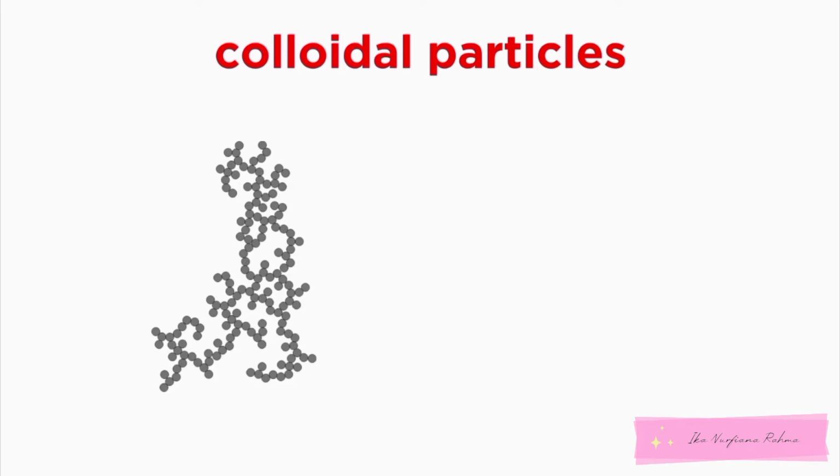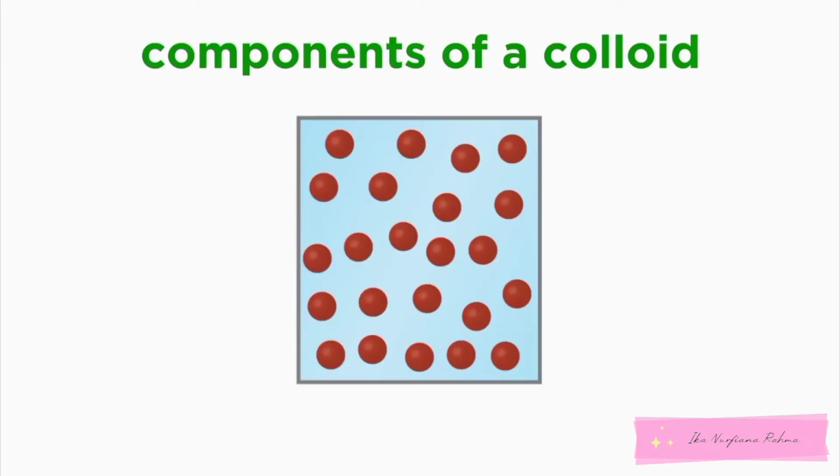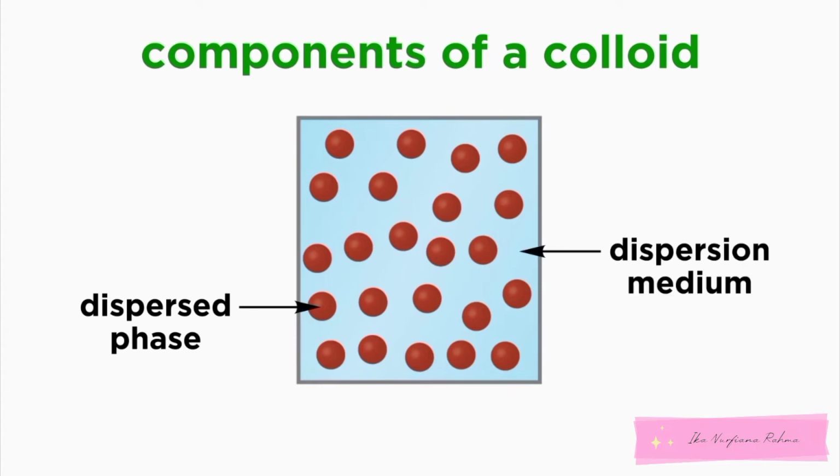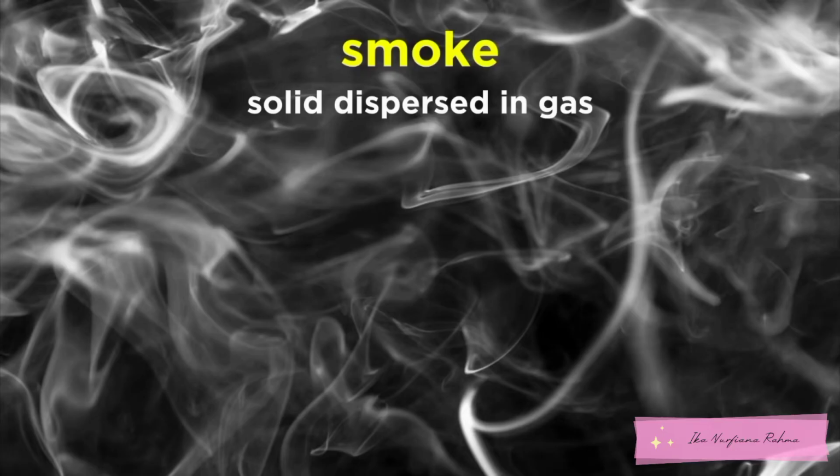Some colloidal particles consist of hundreds or thousands of molecules, but some are large molecules, like a protein. And when we discuss a colloid, instead of solute and solvent, we will call the compound present in small amounts the dispersed phase, and the substance the particle is dispersed in the dispersion medium. The dispersed phase and the dispersion medium can each be of any phase.